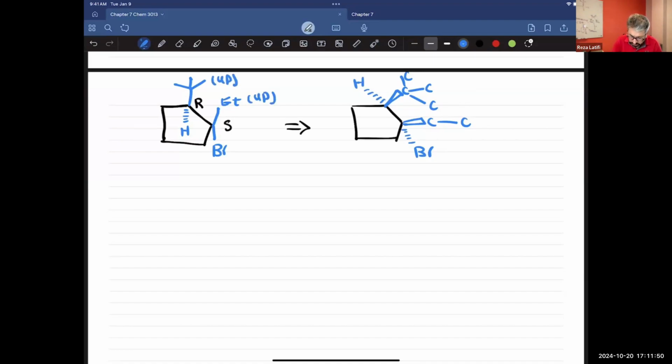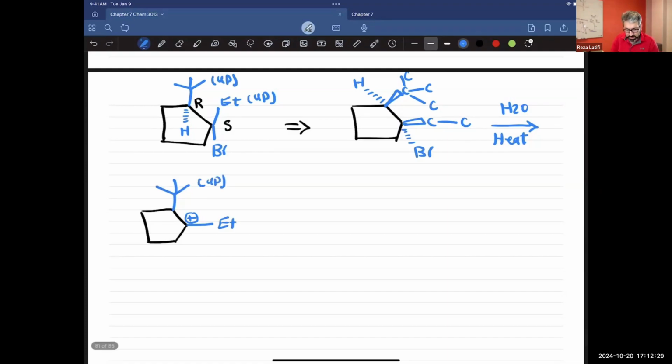Now let's treat them with, for example, H2O and heat, and see what will happen. First step, this is going to happen. We will get an intermediate. The intermediate is going to be this. Ethyl will be in the plane. We will have a carbocation there. And in the next step, don't forget to show the tertiary butyl. The tertiary butyl is here, pointing up. So this one is up, and of course, hydrogen is going to be down.